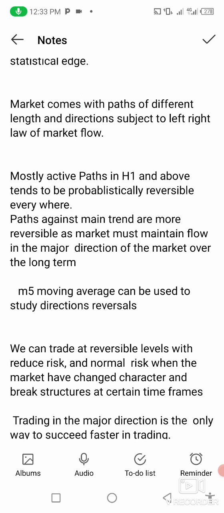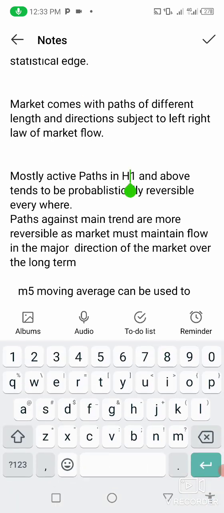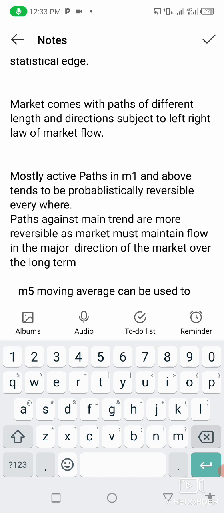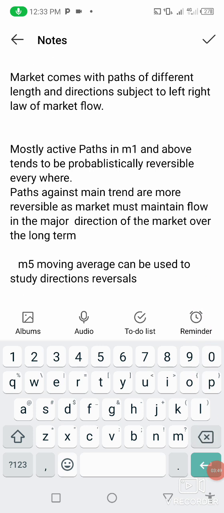Mostly impulses from M1 and above tend to be probabilistically reversible everywhere. It's actually trying to tell you that the market doesn't move in one direction, it reverses. The direction keeps reversing.